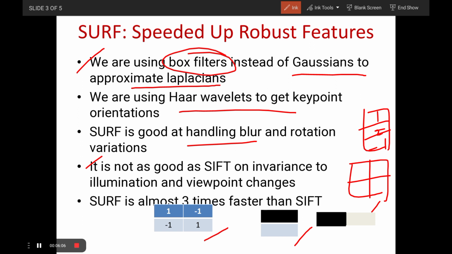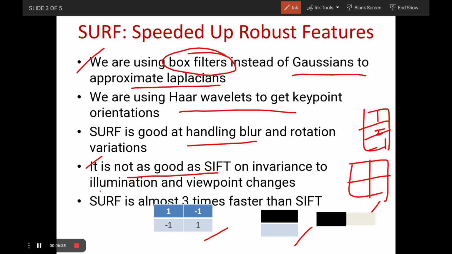So SIFT as well as SURF both have some limitations. That is, if there are any changes in the illumination, SURF is not that good. That is one more limitation here. SURF is also almost 3 times faster than SIFT. So this is just a brief introduction about SURF. SURF is one of the variants of SIFT only. It is not a separate one. It is one of the variants only. Okay, I hope it is clear.